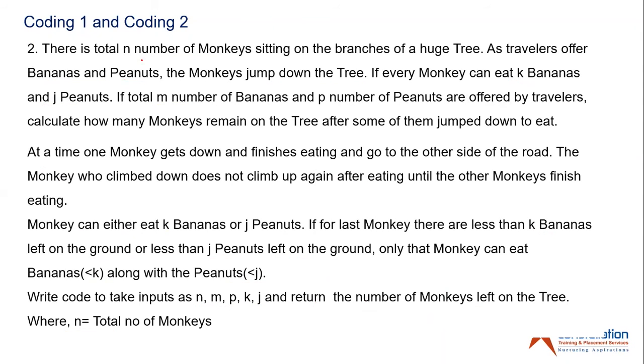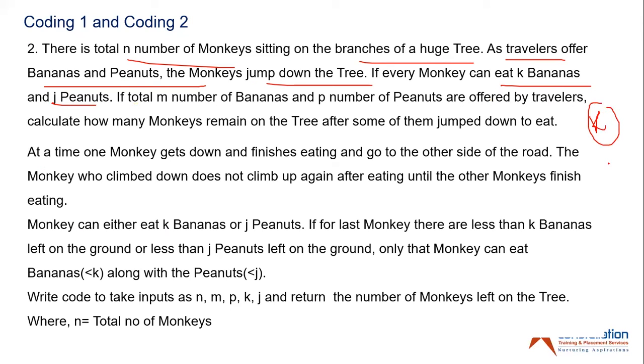Now here, there are n monkeys sitting on the branch. As the traveler offers bananas and peanuts, the monkeys jump down the tree. If every monkey can eat K bananas and J peanuts, there is a limit for each monkey. A monkey can eat a maximum of K bananas and a maximum of J peanuts. With the given input, this is 2 and this is 3. A monkey can have a maximum of 2 bananas and a maximum of 3 peanuts, not more than that.